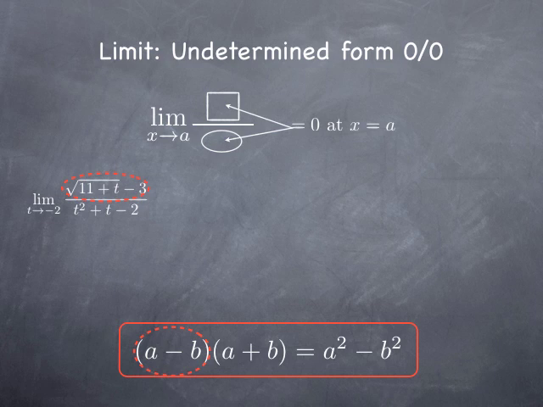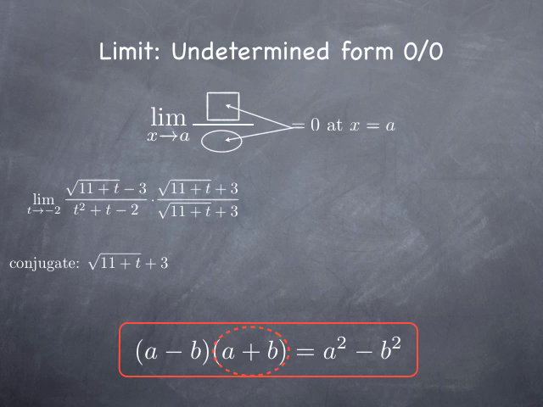So if this is my a minus b, in other words a is root of 11 plus t and b is 3, then I would like to multiply this by a plus b in order to get rid of the radicals. But since I have a fraction, if I want to keep the value of the fraction intact, if I multiply the top by a plus b, I need to multiply the bottom as well by a plus b. So what is a plus b here? It is what we will call the conjugate of root of 11 plus t minus 3, and that is root of 11 plus t plus 3. If I multiply top and bottom by this quantity, I didn't change anything. I just rewrote the same fraction differently.